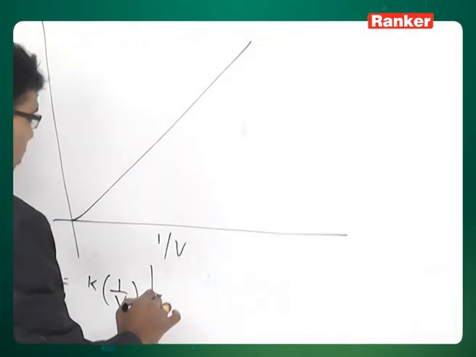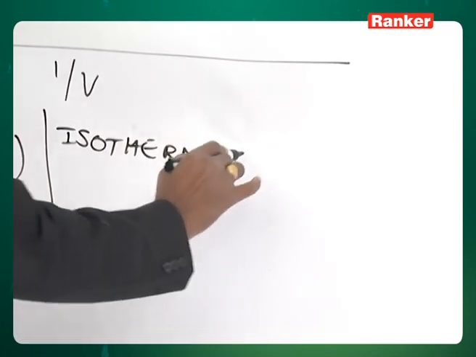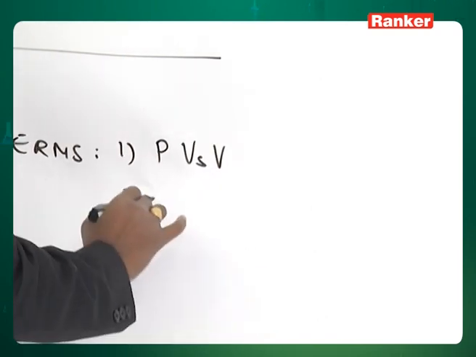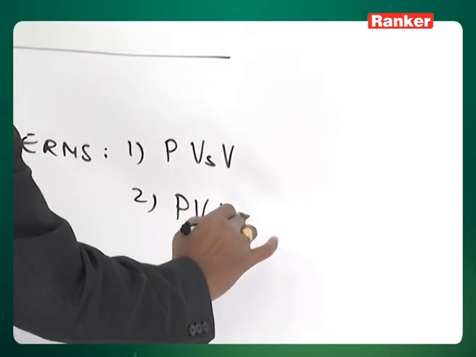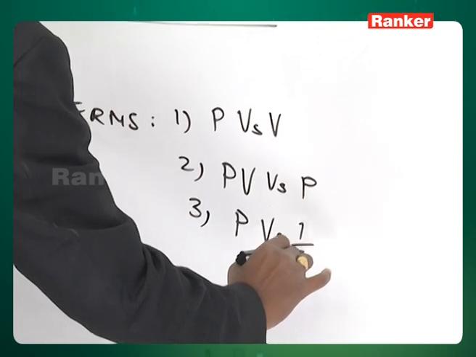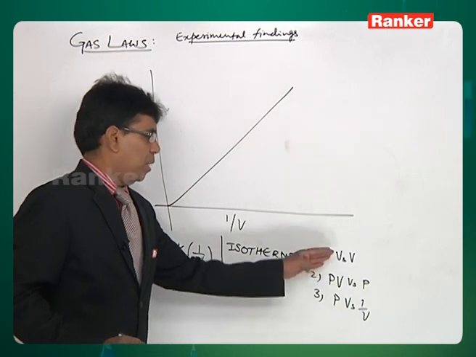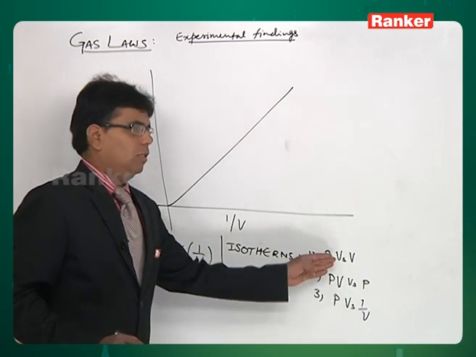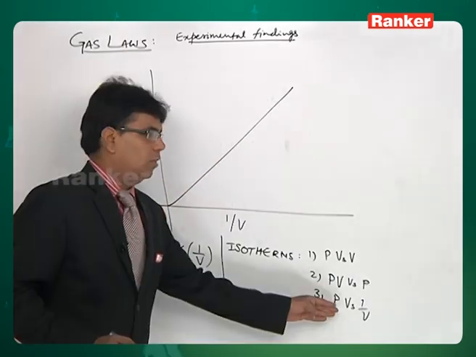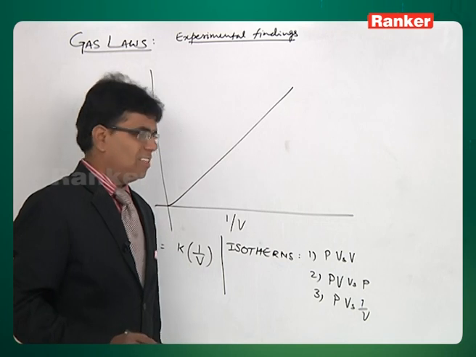So, the different isotherms that we are drawing here are: 1, P versus V; 2, PV versus P; 3, P versus 1 by V. These are the three normal types of graphs by which Boyle's law, or the variation of pressure with variation of volume for a given fixed amount of gas at constant temperature, can be explained, right. The next one we discuss is Charles' law.